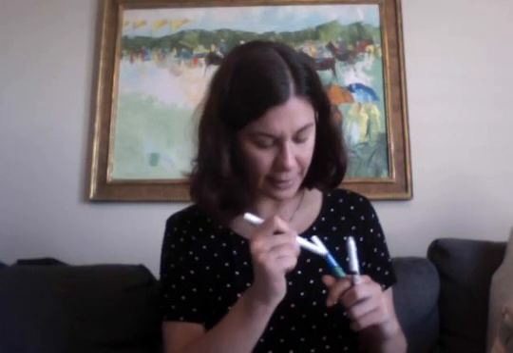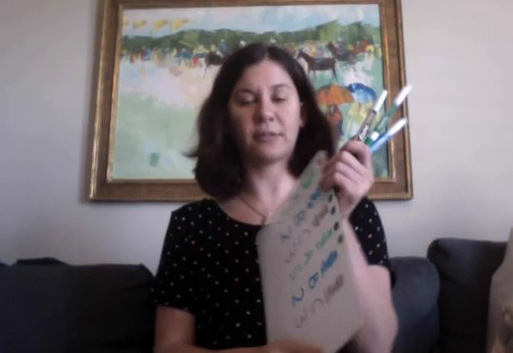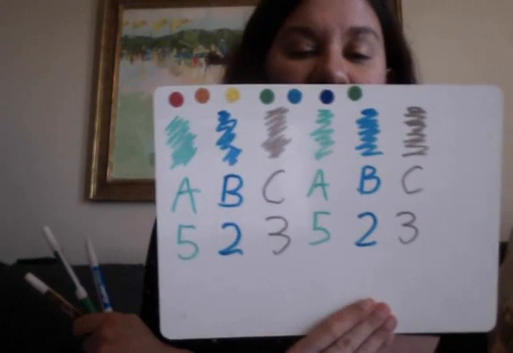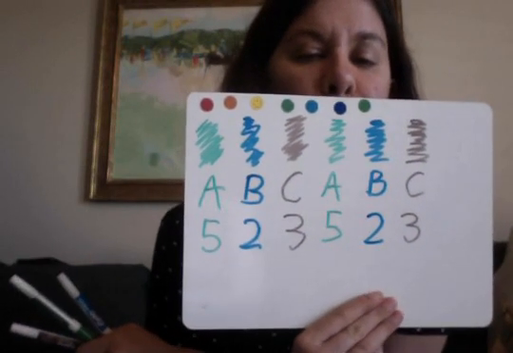So green first, we'll do a 5, then my blue, then my brown. There we go. All right. Does it look like it repeats? I think I did it right.